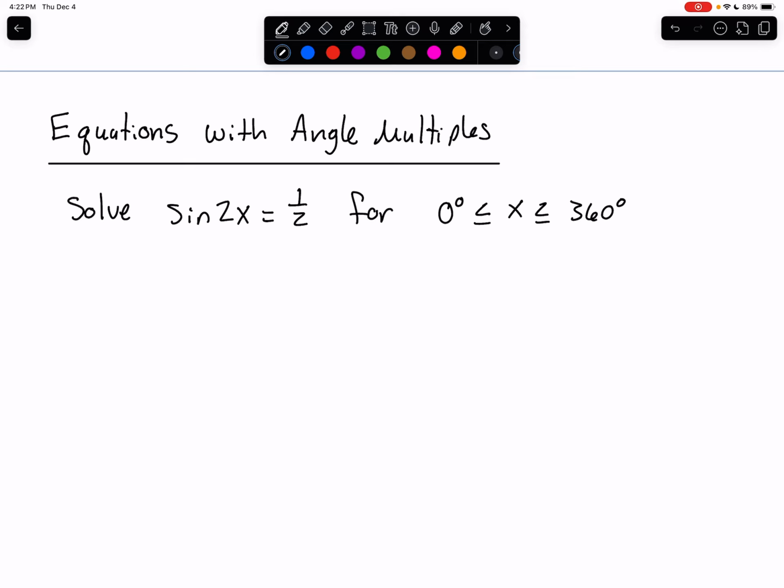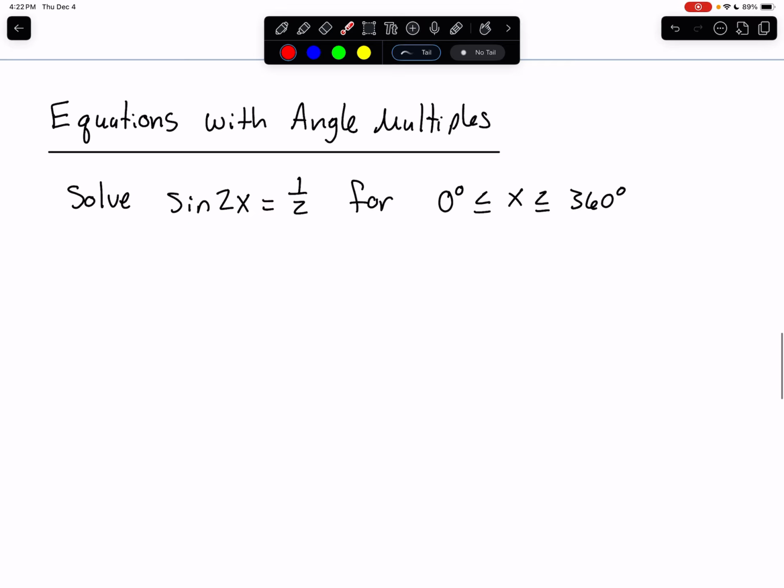Okay, so let's start by figuring out how we can go about solving this equation. We can sort of ignore the 2x just for a hot second, and we're really just asking ourselves, for which angles is sine equal to 1/2? Okay, 1/2 is positive, and sine is positive in quadrant 1 and quadrant 2.